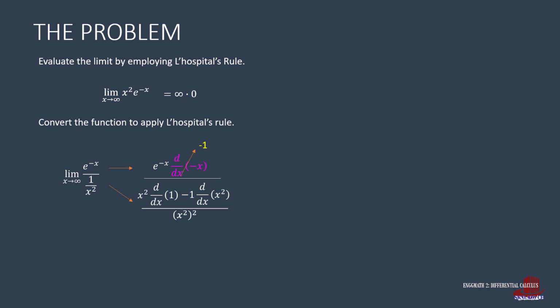D over dx of negative x is negative 1. The derivative of a constant is 0. And the derivative of x squared is 2x. So the limit is then negative e raised to negative x upon negative 2x over x raised to 4. The x from the denominator can then be further reduced, making the limit e raised to negative x over 2 upon the cube of x. So arranging terms, we get x cubed times e raised to negative x upon 2. This is the simplified differentiation.